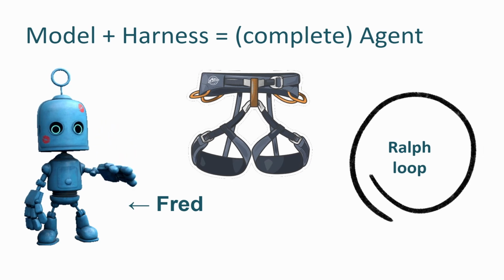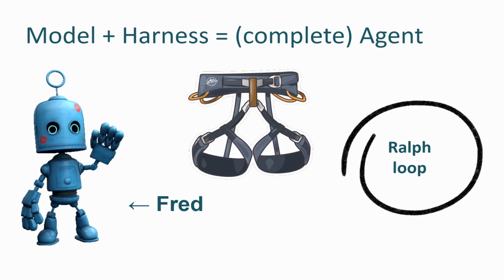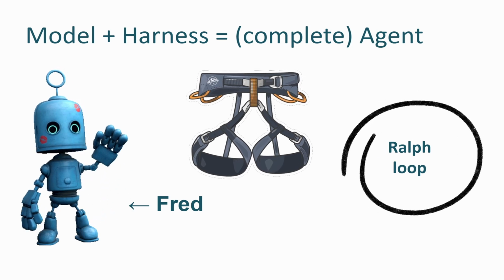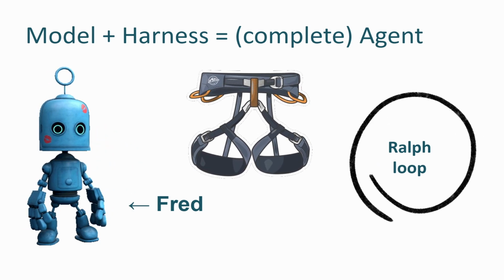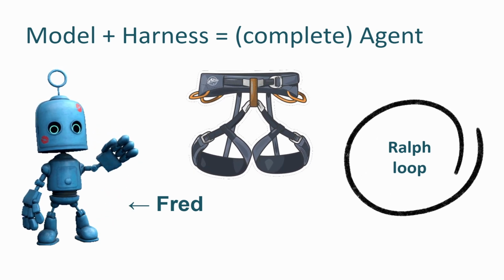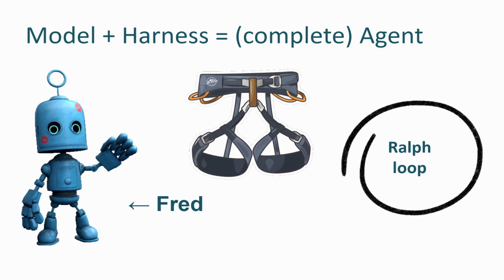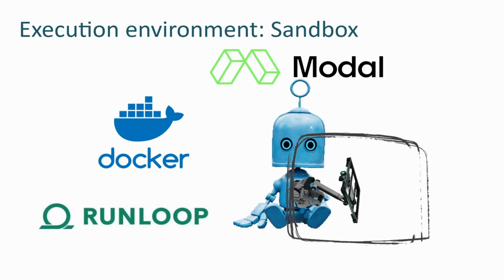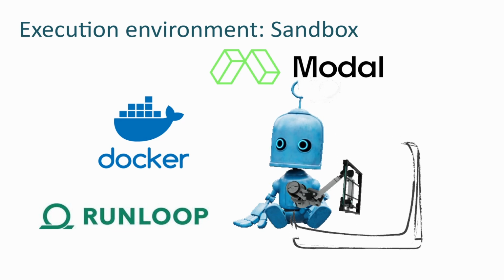So we have Fred, we have a harness, we have a harness pattern, the Ralph loop, and now let's put them together. Let's start building piece by piece. We will start with the environment because before we give Fred any capabilities, we have to make sure he can't break anything. The first thing we give Fred is a sandbox.